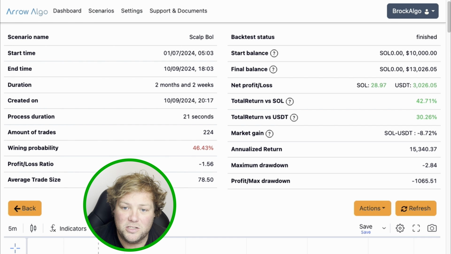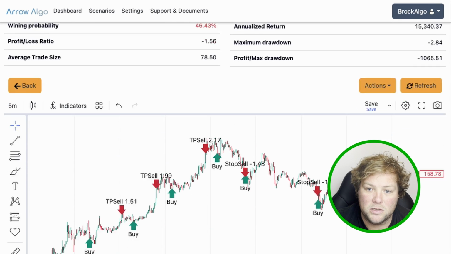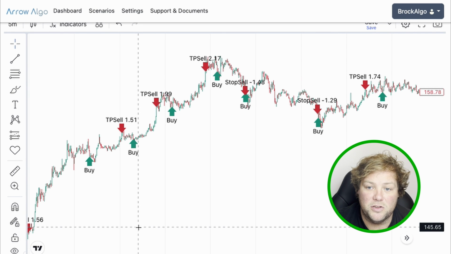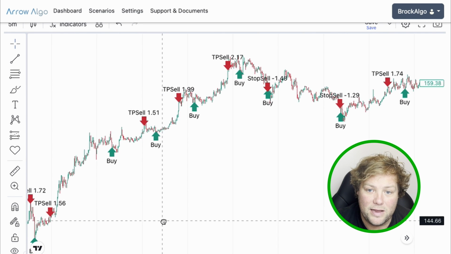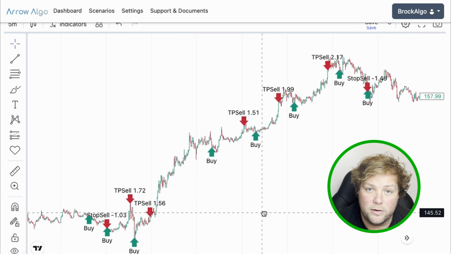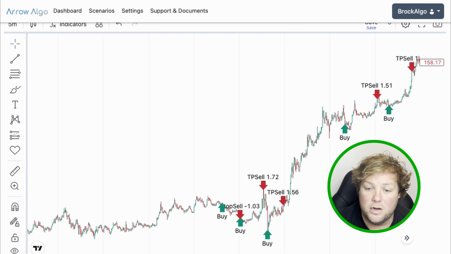So although the win rate is still below 50% like the previous strategy, we're managing our risks and we're cutting losses quickly and locking in profits when the prices move in our favour. So the average gain per trade is higher than the average loss. So even though the win rate's below 50%, we're still delivering good returns. And again, the overall market's down 8% and we're still turning a profit.